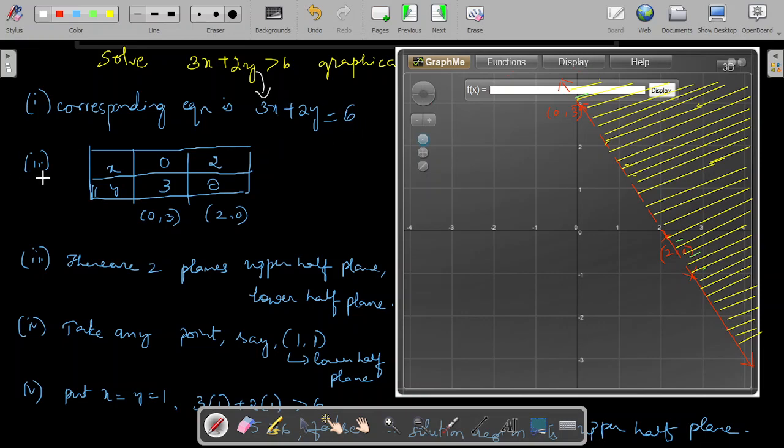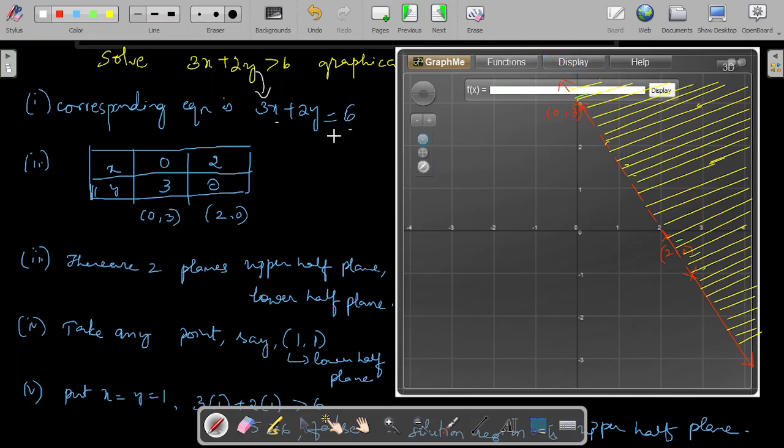So after that, the next step is you have to draw the straight line associated with this equality. That is done by plotting the points x, y. When x is 0, substitute x equal to 0 here, 2y is equal to 6, y is equal to 3. When y is 0, 3x equal to 6, x is equal to 2. Now you have to plot these points, 0, 3 comes here and 2, 0 comes here. Now you have to join these 2 points.